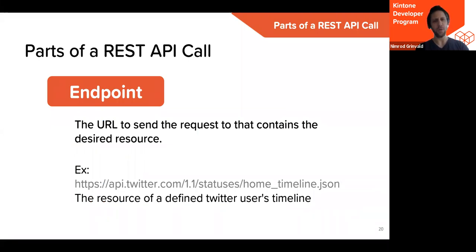So an endpoint is going to be a URL. And typically the API that you're connecting to will share with you what endpoint you want to visit so that you can communicate there, at the place where the tool expects you to communicate.